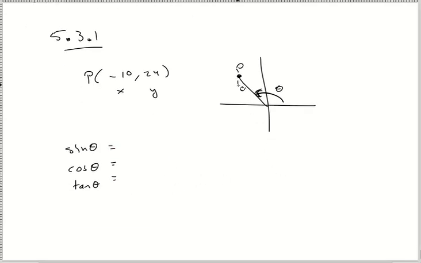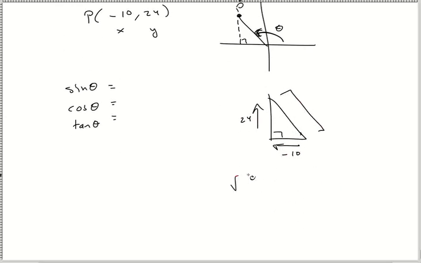Well, I see this right here as a triangle. My point P is again an x and a y value. Notice that we're going a negative 10 distance this way, but we're going up 24. What I need to know is what's my hypotenuse. I'm going to use the Pythagorean theorem. Here's a new one for you. R is equal to the square root of x squared plus y squared. And this is my R.